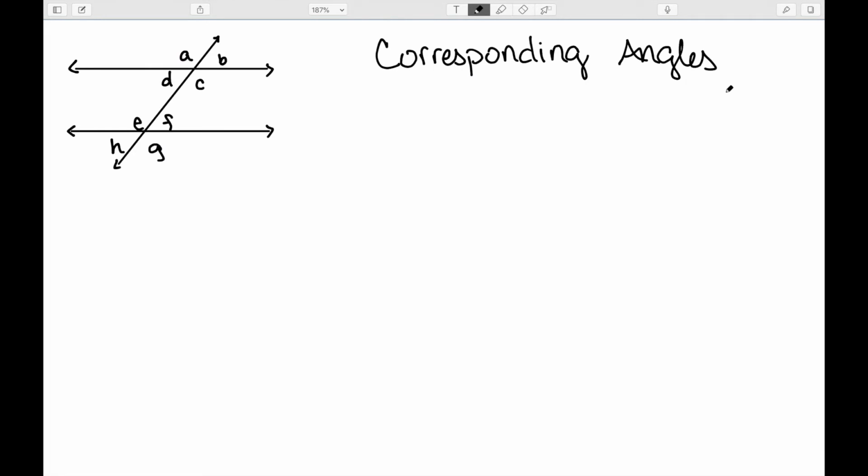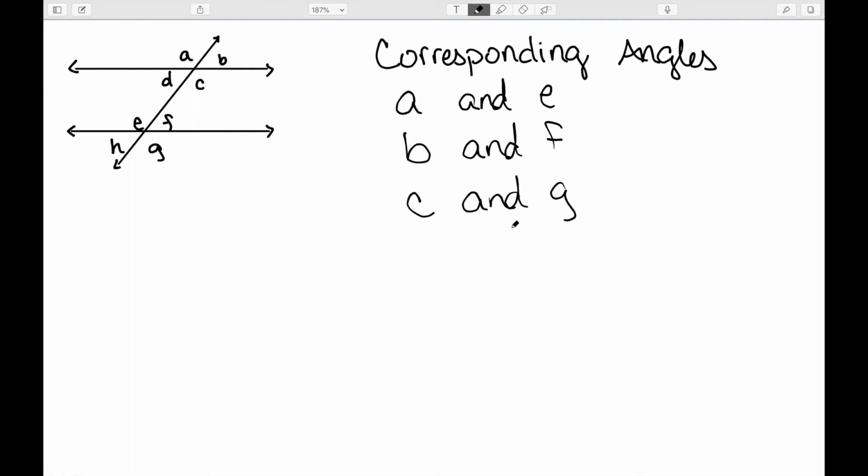The first angles I want to look at are corresponding angles. These are essentially angles that occur in the same place with relation to each other. So as an example, A and E would be corresponding, since they're both in the upper left on the parallel lines. Same thing, B and F, C and G, and D and H.